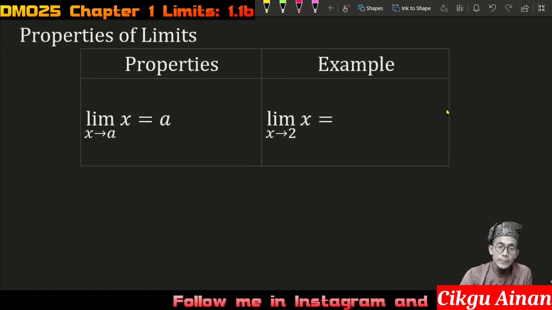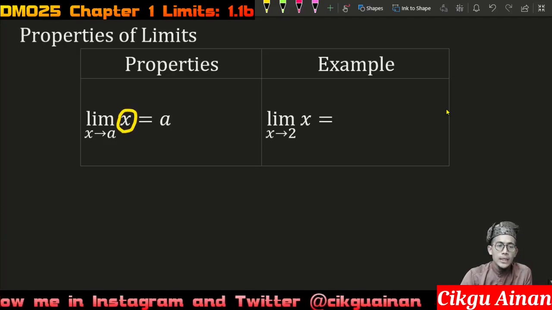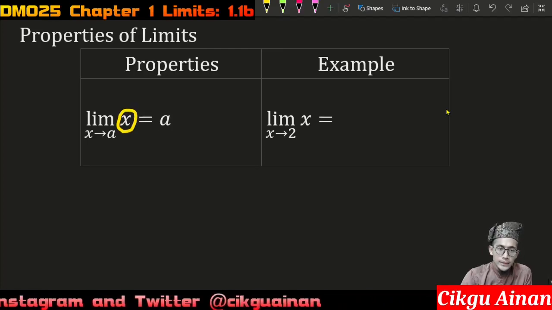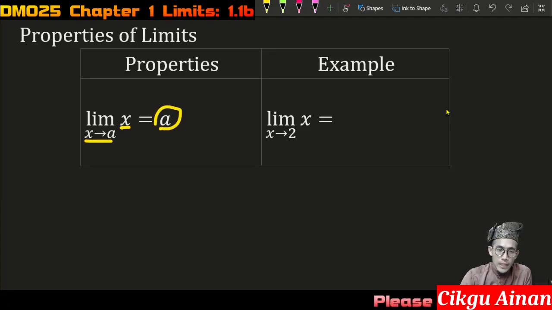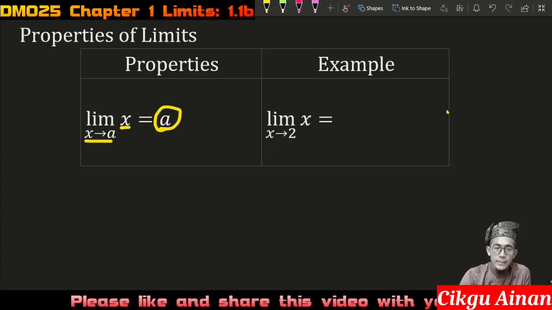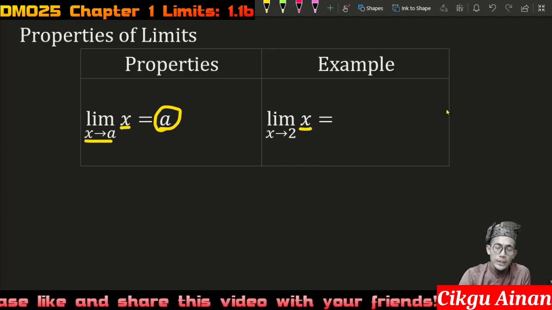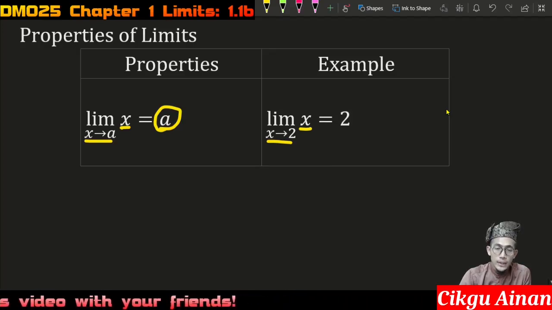If we want to find the limit of a variable as the variable itself approaches a value, this is the same one, right? This x, this also x. We want to find the limit of x as x approaches a. So it equals the approaching value that we want. Now the example is the limit of x as x approaches 2. So the limit is 2.